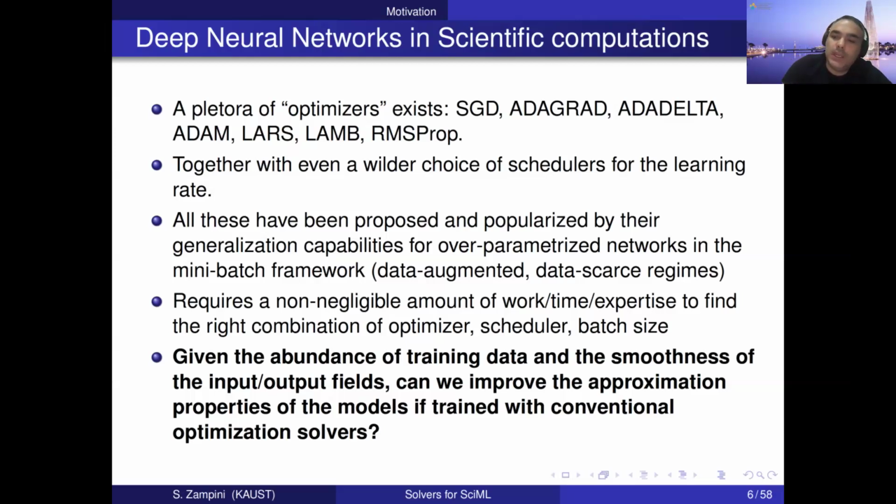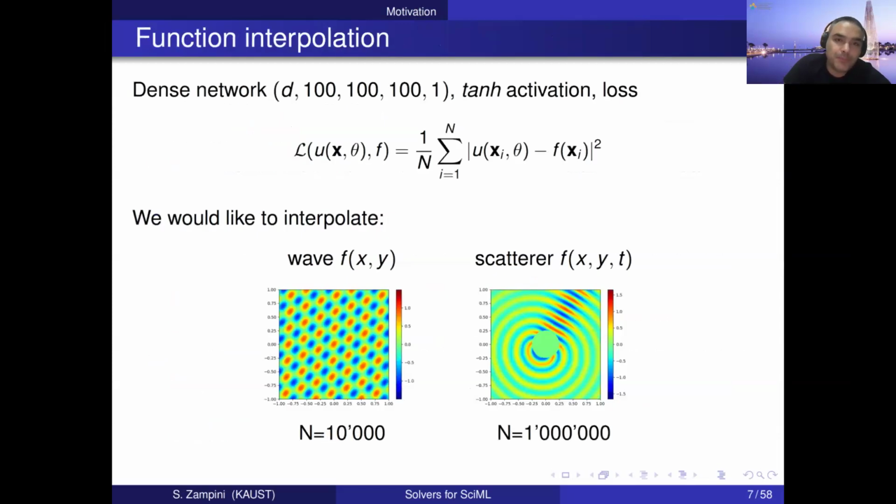So with all these intuitions, the question is, can we improve approximation properties of the models if we train them with conventional optimization solvers, or what I also call second order solvers like Newton or its derivatives, quasi-Newton? So the first thing that we tried to do, the simplest thing that we can think about, is, I want to interpolate a function, right?